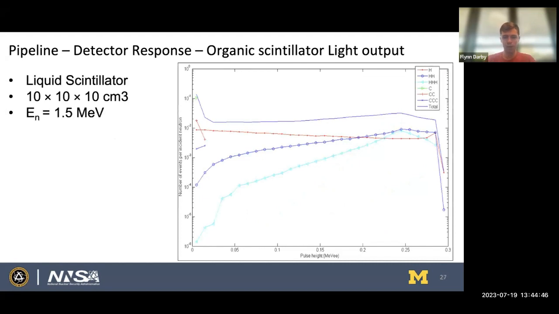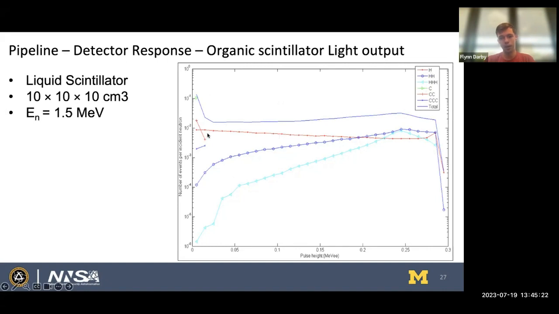Here's a visualization of what the light output ends up being for these different interaction modes. All of them show a neutron that deposits 1.5 MeV of energy, and this is in a very large liquid scintillator, a 10 by 10 by 10 cube. This large liquid scintillator has several interaction modes. If you had not a 1.5 MeV energy deposition, but a 1.5 MeV neutron, it can produce these spectra.